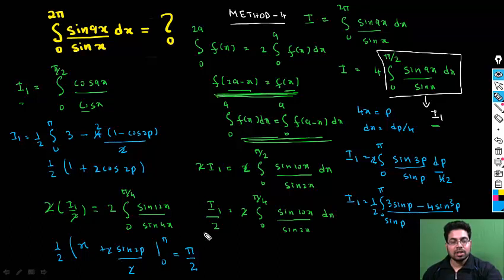Remember, this is the value of I1, and our I is equal to 4 into I1. So our I turns out to be 4 into this I1. Our I1 is pi by 2. So finally we got 2 pi. Now let's look at method 5.